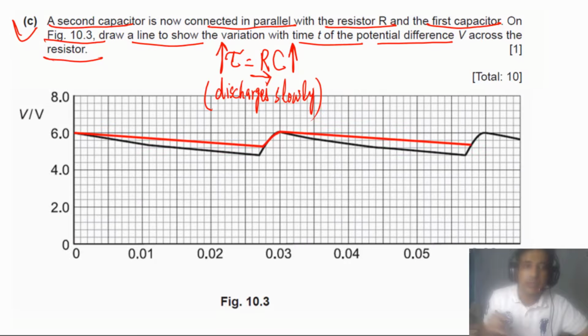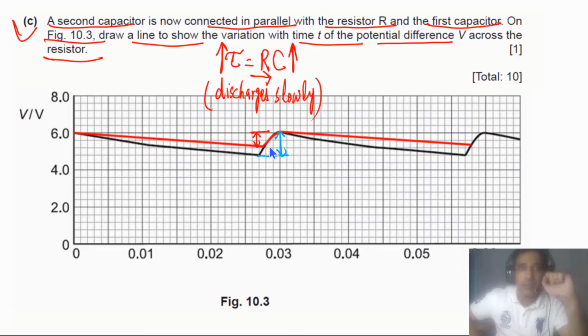You can see in this case the ripple, the variation in PD across the resistor, has decreased. Now the ripple is only this much. So this is the ripple. And the previous ripple, let's use a different color, previously it was this big. Now the ripple has decreased, meaning the variation in PD across the resistor has decreased by connecting another capacitor in parallel.